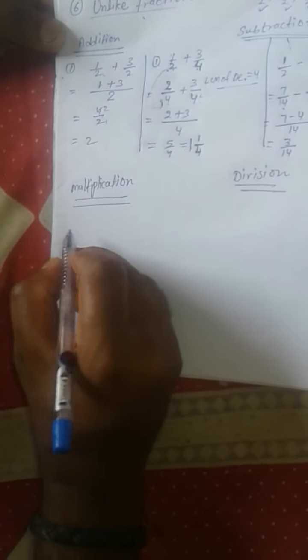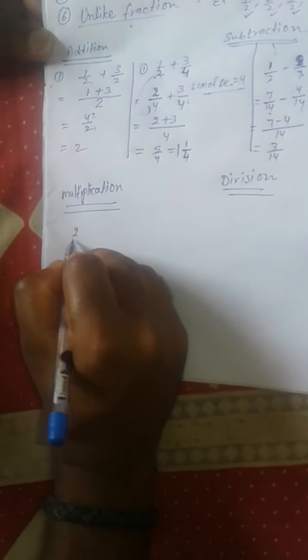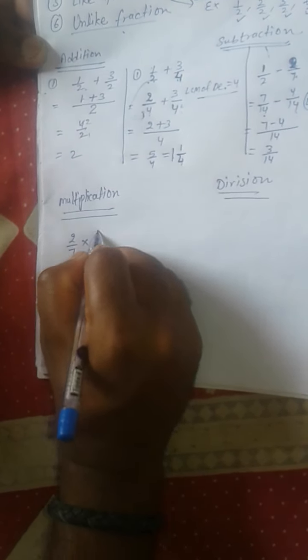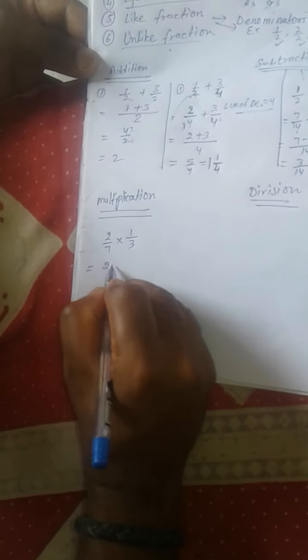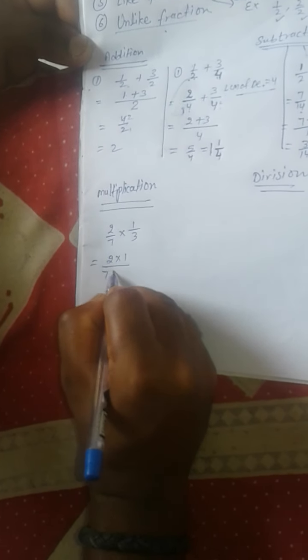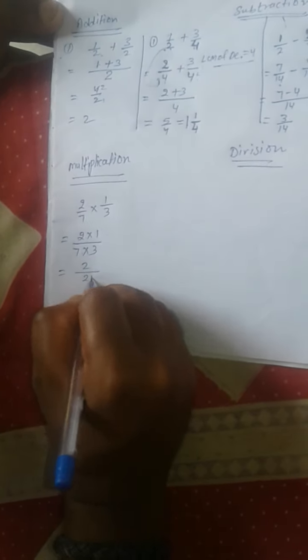Multiplication is so easy. For the multiplication, what are we doing? For example, 2 by 7 and 1 by 3. We multiply numerator with numerator and denominator with denominator. Two 1s are 2 and three 7s are 21.